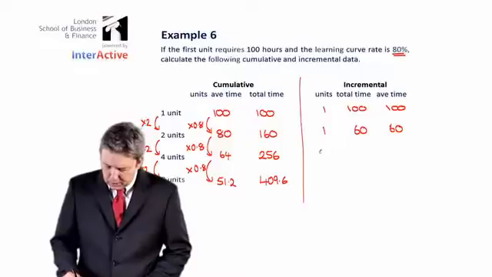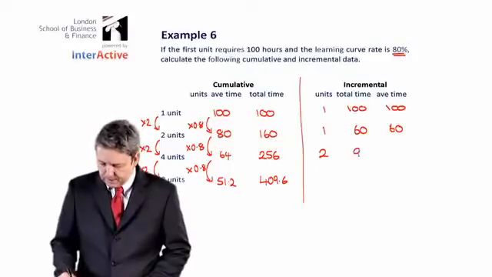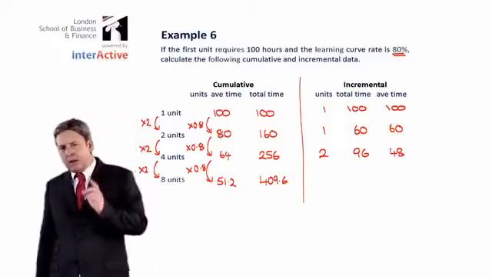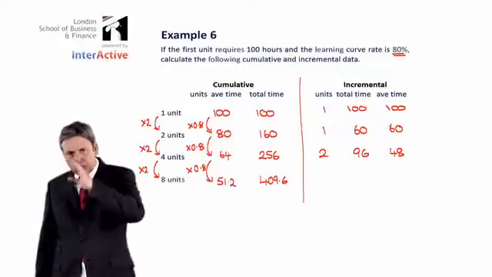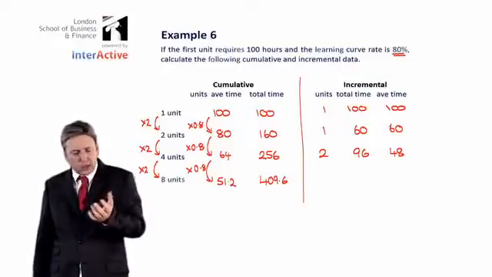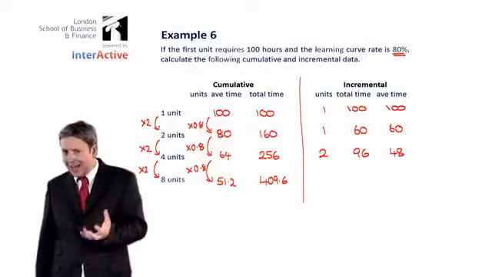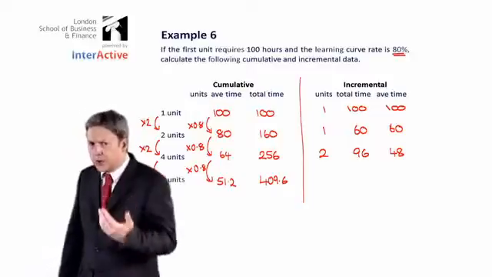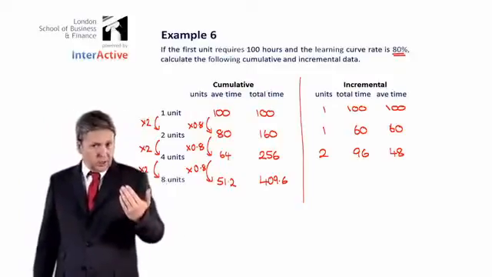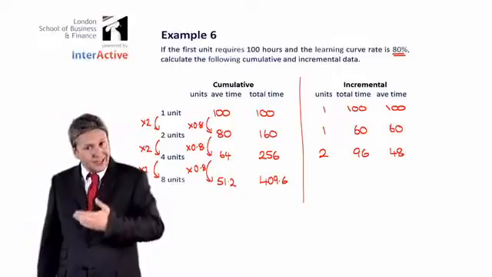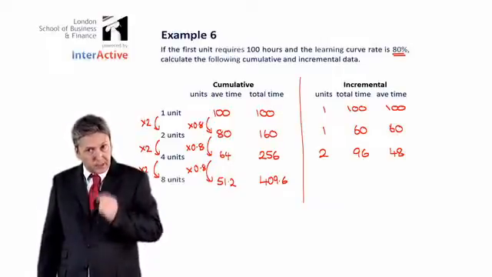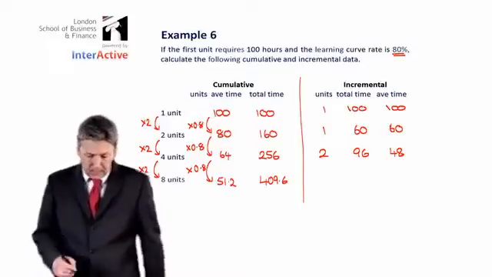Moving from 2 to 4 units, we have an incremental 2 units. The incremental time is the difference between 256 and 160, 96. So the average time per unit is 48. Now, remember how learning curve works. Every time we produce a unit, there will be a learning effect. So what we're seeing there is that the average time for each of those 2 units is 48 hours, but we would expect the 3rd unit to take slightly more time and the 4th unit to take slightly less time. Okay? Every single unit there is a learning effect.